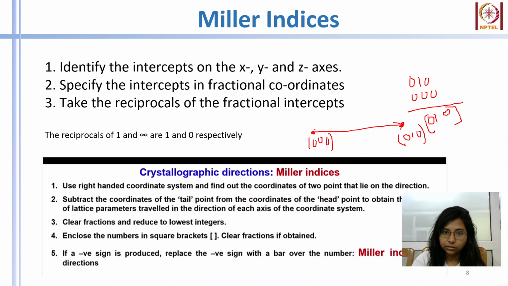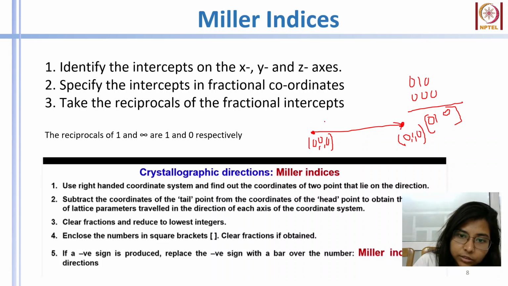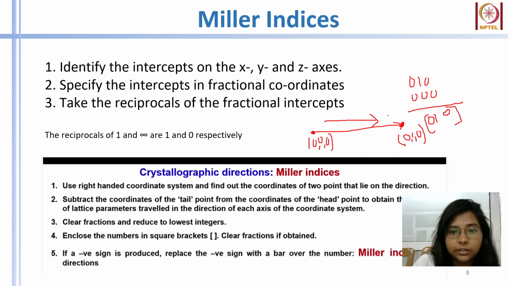If these are 2 points, this is one point which I am assuming to be the origin, so it is 0, 0, 0. If it is to be exactly correct, I should put the commas, like this. This is the 0, 0, 0 origin. This is, suppose, 0, 1, 0. If I am interested to know this direction, which is my head and which is my tail? This point is my tail and this is my head.